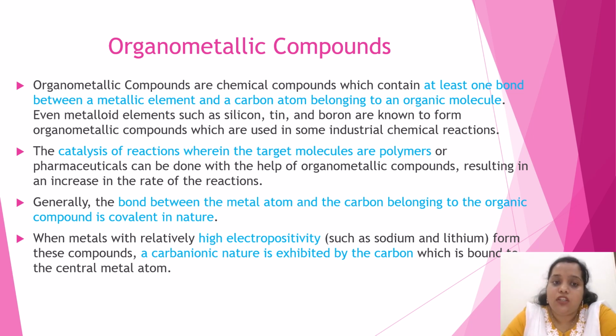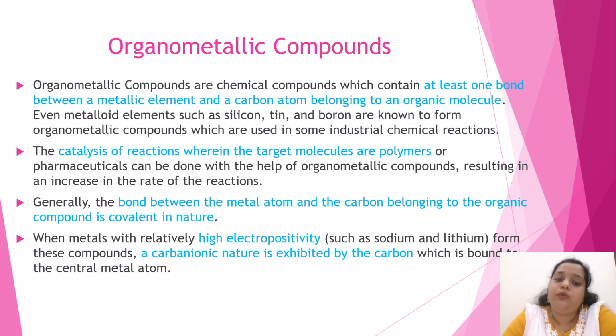Even metalloid elements such as silicon, tin or boron are known to form organometallic compounds having a bond between a metal atom and a carbon atom, which are used in industrial chemical reactions. Catalysis of reactions where the target molecules are polymers or pharmaceuticals can also be done with the help of organometallic compounds, resulting in an increased rate of reaction.